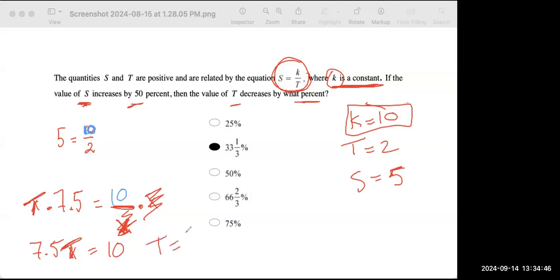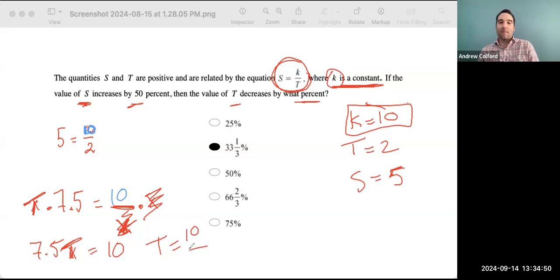Oh, I did my math backwards. Okay, you did 7.5 divided. Yeah, that's why I did it. Yep. And so when we do that, we get 1.333.